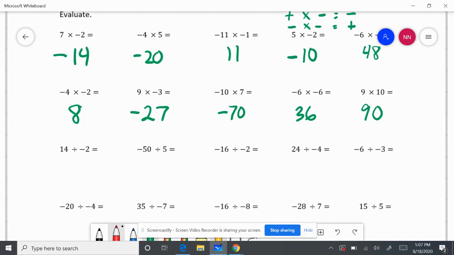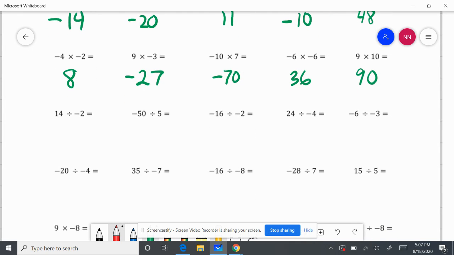Now let's look at dividing. Dividing is going to follow the same rules. So when we're looking at this, we're going to take a positive divided by a negative, which is a negative. 14 divided by 2 is 7. We're going to take a negative divided by a positive, which is a negative. 50 divided by 5 is 10. We're going to take a negative divided by a negative, which is a positive. 16 divided by 2 is 8.